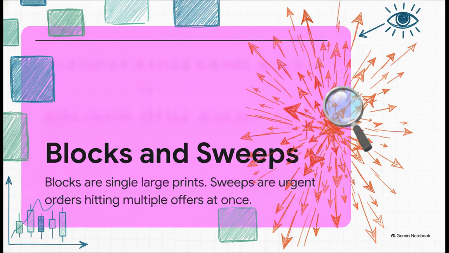Look, about 90% of the unusual options activity alerts you see are just expensive noise. To track real conviction, you have to differentiate exactly how that volume is hitting the tape. First, we have blocks. These are single, large, negotiated institutional prints. A 5,000 lot block is a highly calculated, strategic decision. Then you have sweeps. This is where an urgent order is literally smashed through multiple exchange offers simultaneously. The buyer doesn't care about finesse at all. They're aggressively paying up to get filled immediately.